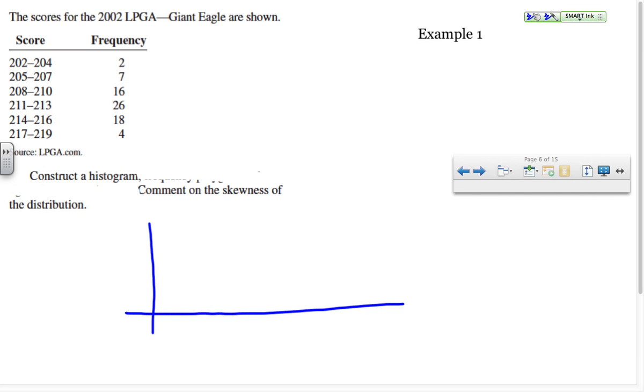All right. You notice that my frequency goes from 2 to 26, and I'm going to go up by 4s, just because of the space. So you need to decide what you're going to do. Please make sure that all of these numbers are evenly spaced, that I don't go 4, 6, 9, all right?